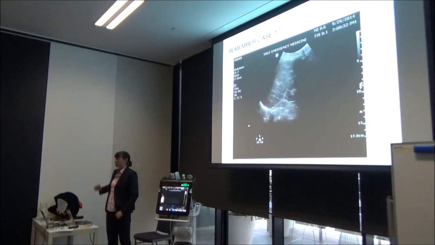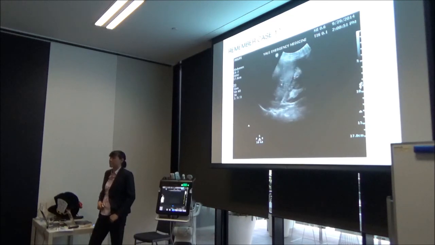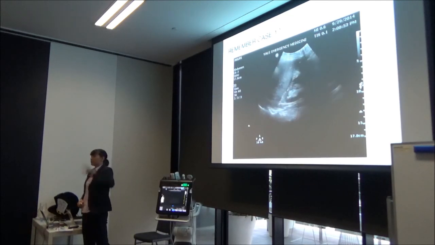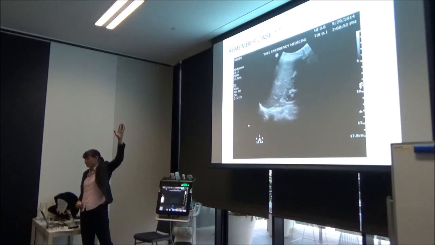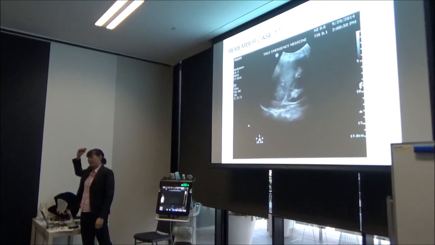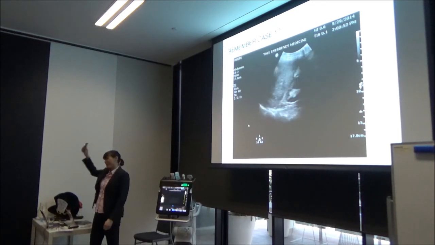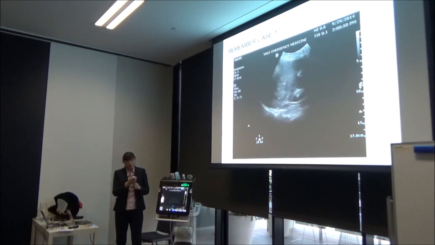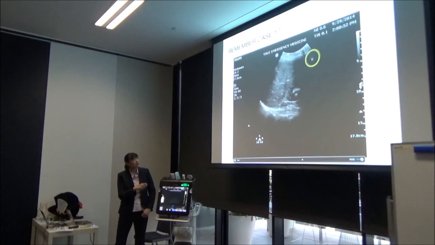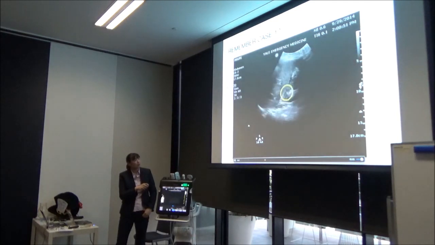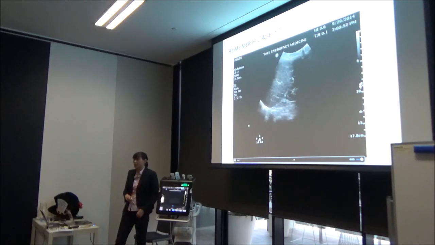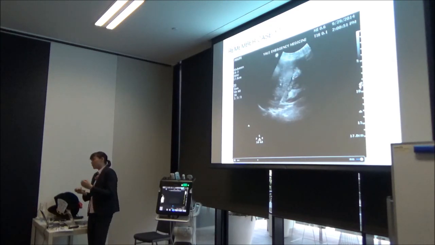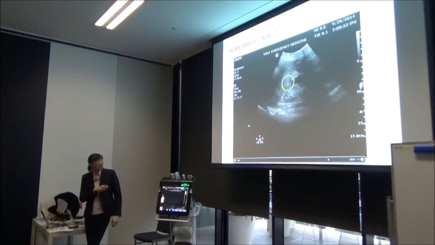Free fluid or no free fluid? Who says yes? Okay. Who says no? And who says, "I really don't know, help me out"? So, in this Morrison's pouch area, I have a very small sliver of fluid here that is irregular. Free fluid takes the shape of irregular containers, so it's kind of looking weird there.